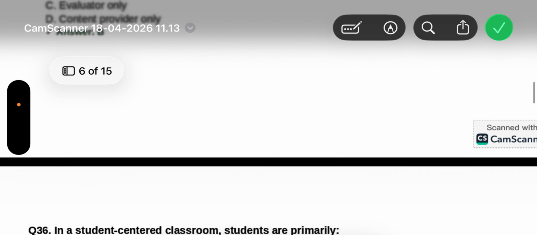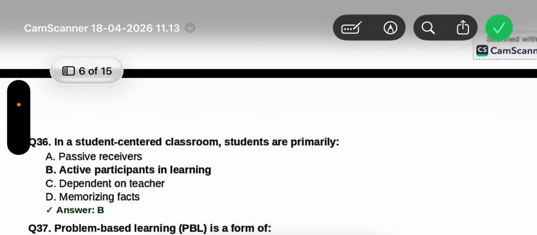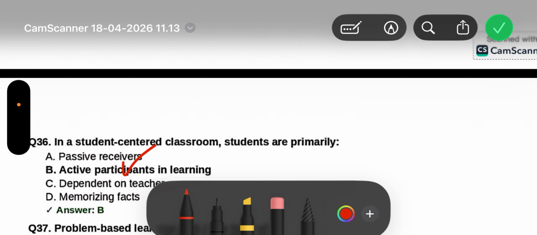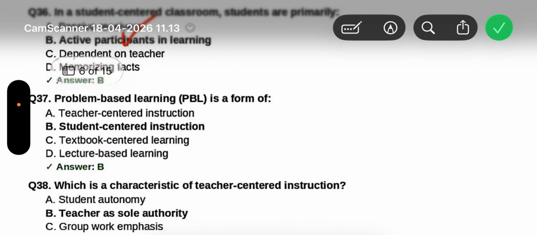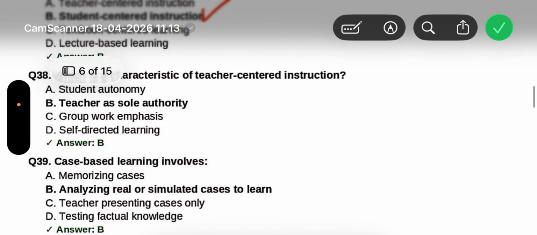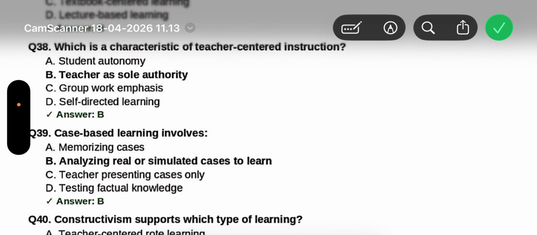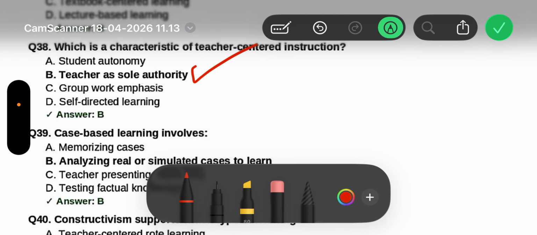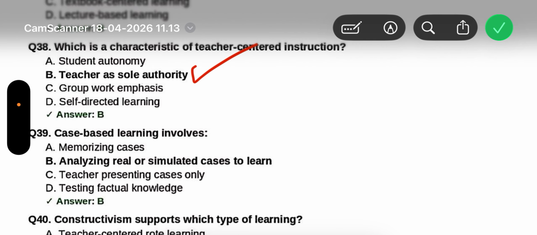Question number 36. In a student-centered classroom, students are primarily active participants in learning. Question number 37. Problem-based learning, PBL, is a form of student-centered instruction. Question number 38. Which is a characteristic of teacher-centered instruction? It is teacher as sole authority. It is a characteristic of teacher-centered instruction.